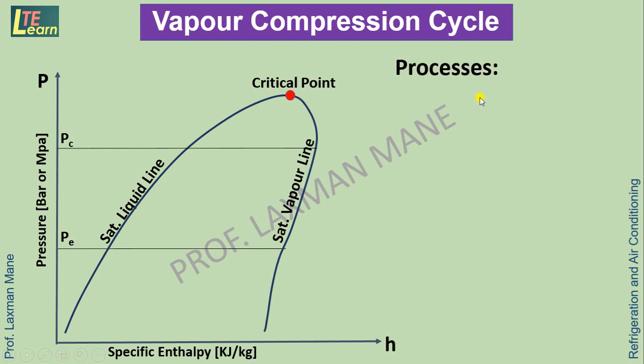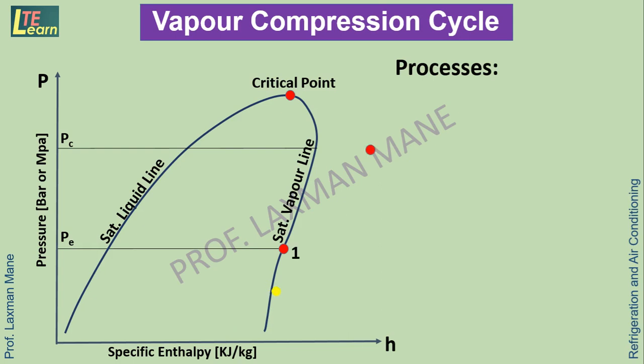Now we will see the processes. The vapor compression cycle has 4 processes. We will start from point number 1. We will consider this vapor compression cycle as simple, that's why this cycle is called the simple saturation vapor compression cycle. It means in this case the state of the refrigerant at the suction of the compressor is dry. So this initial point lies on the saturated vapor line. That is point number 1.